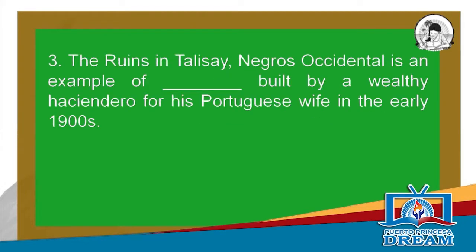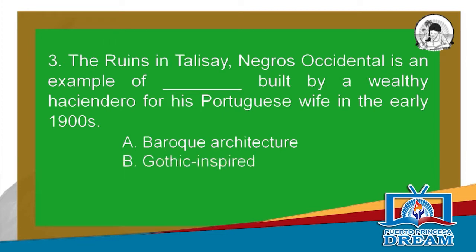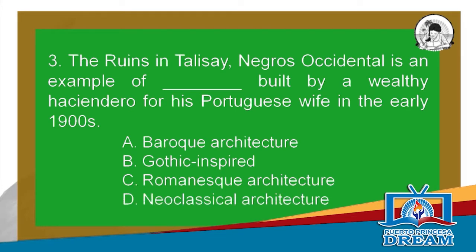Number 3. The ruins in Talisay, Negros Occidental is an example of blank, built by a wealthy hacendero for his Portuguese wife in the early 1900s. A. Baroque architecture. B. Gothic inspired. C. Romanesque architecture. And D. Neoclassical architecture.